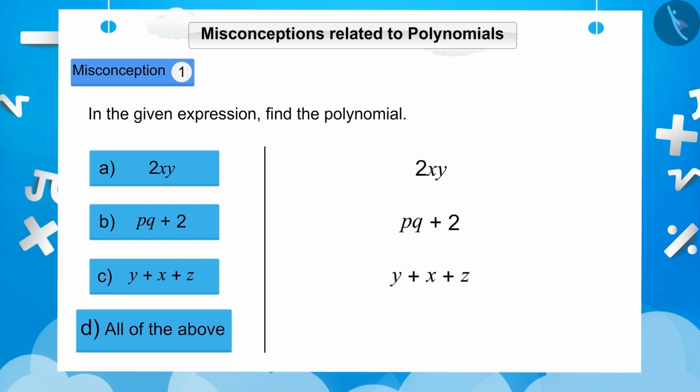D. All of the above. As we have seen above, all the given options are polynomials. Therefore, option D would be the correct answer.